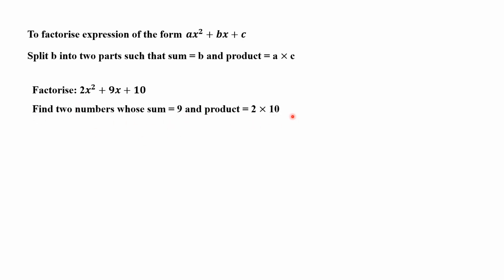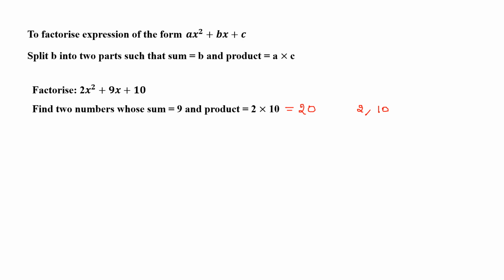So we have to find two numbers whose sum will be 9 and the product will be 2 into 10, which will give me 20. So now we have to think for some combination where I can get the sum as 9 and the product as 20. So you can do like this, start finding out the factors of 20. So first is I can take 2 and 10, right? Product of 2 and 10 is 20, but sum is not 9. So this is not the option.